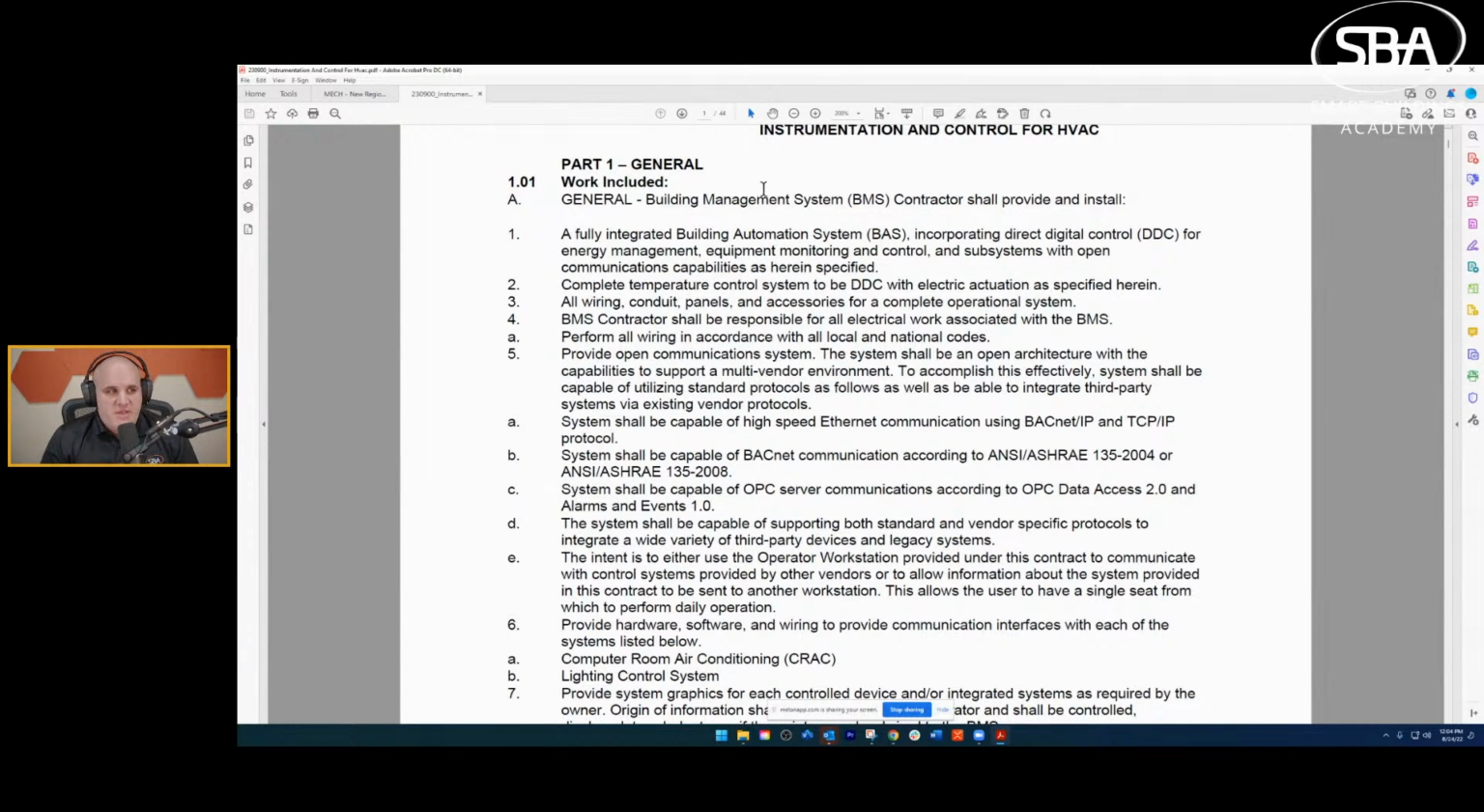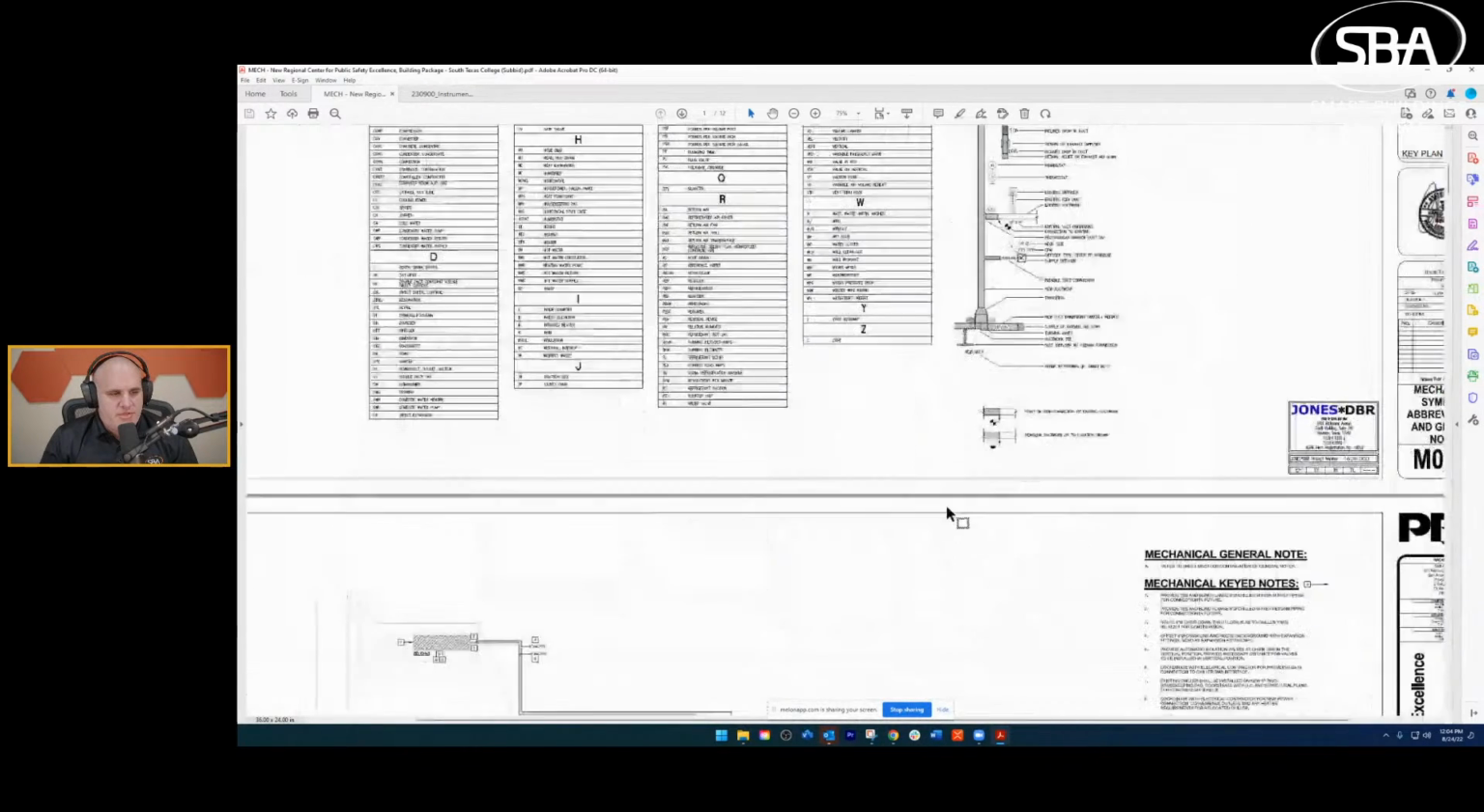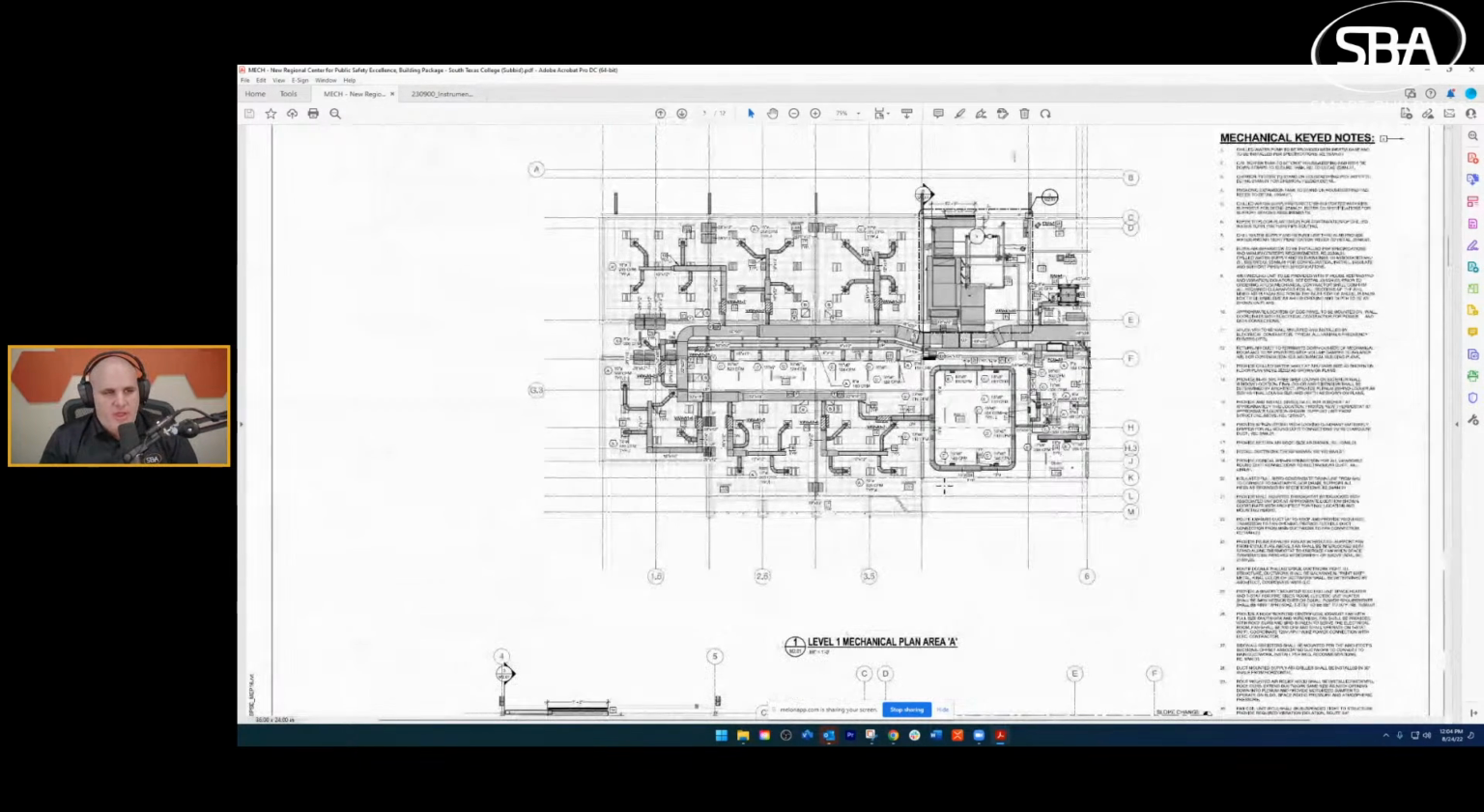Now, that is also true of specifications. Whereas the drawings provide a visual representation, and we can see that right here, of where mechanical, electrical, and plumbing systems go, the specification provides the details as to the requirements, both from an execution perspective as well as from a product selection perspective and a phased implementation perspective. This will all make a lot more sense as we go through these.